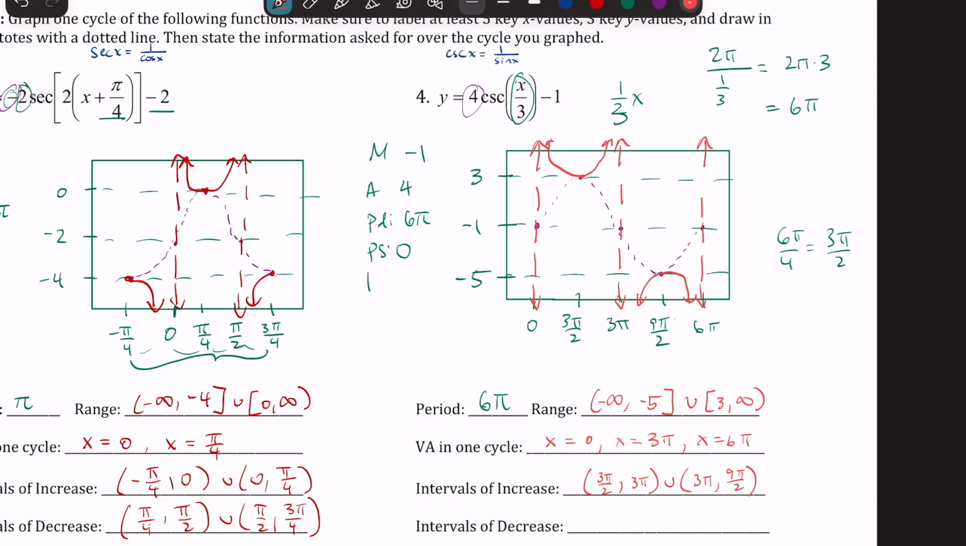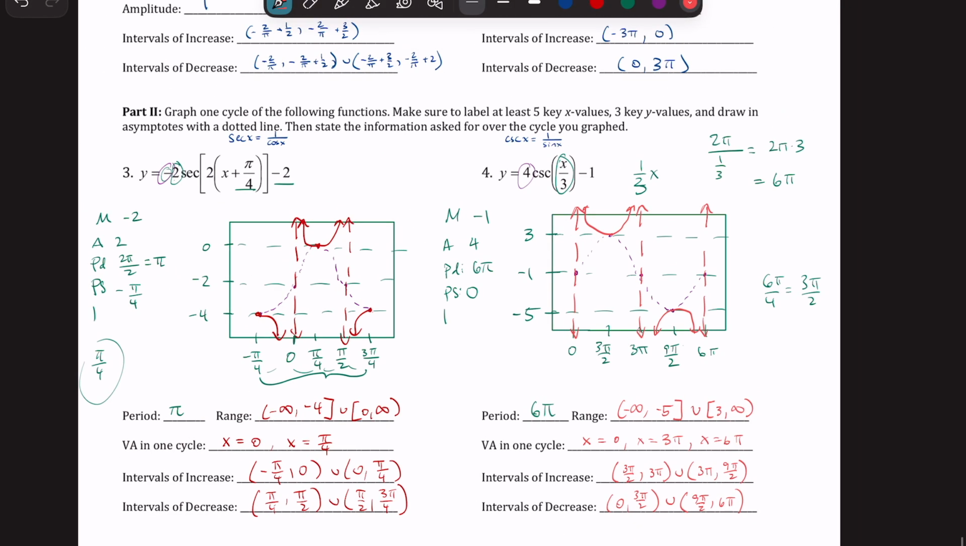All right. Intervals of decrease. Okay, decrease down like this, all the way down. From here we go down. So this is decreasing and it is going from negative pi over 2 to 6 pi. And then this one goes from 0 to 3 pi over 2. That's our intervals of decrease. So I go 0 to 3 pi over 2, union, 9 pi over 2 to 6 pi. And I have just graphed a cosecant function.